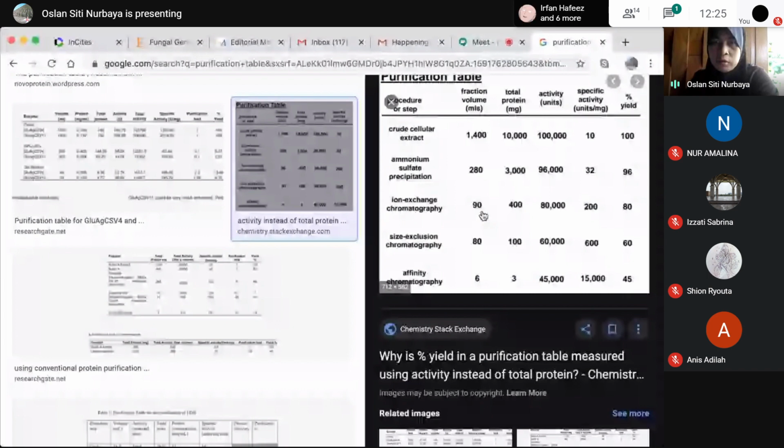If you have 90 volumes, the total protein will of course be reduced, because you have removed the majority of protein during the flow through. So out of 280, only 90 represents your active protein. And then the total protein from those 18 tubes is 40.